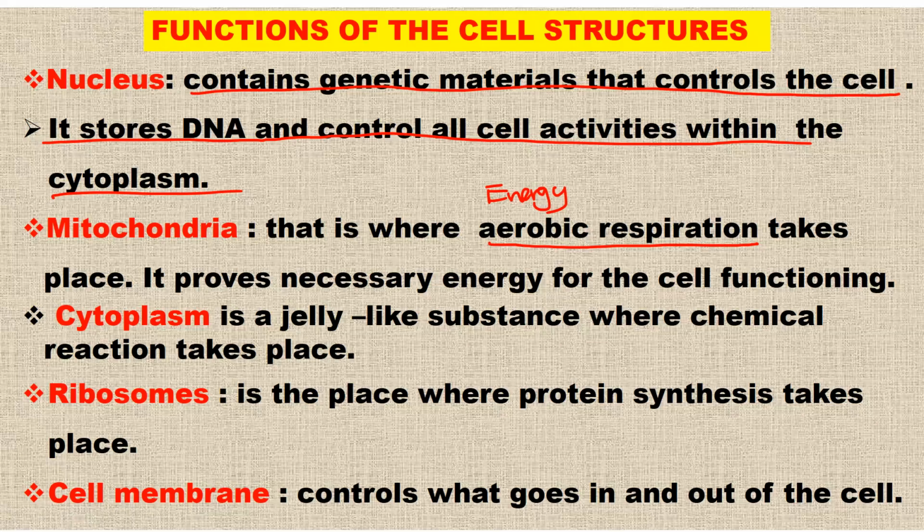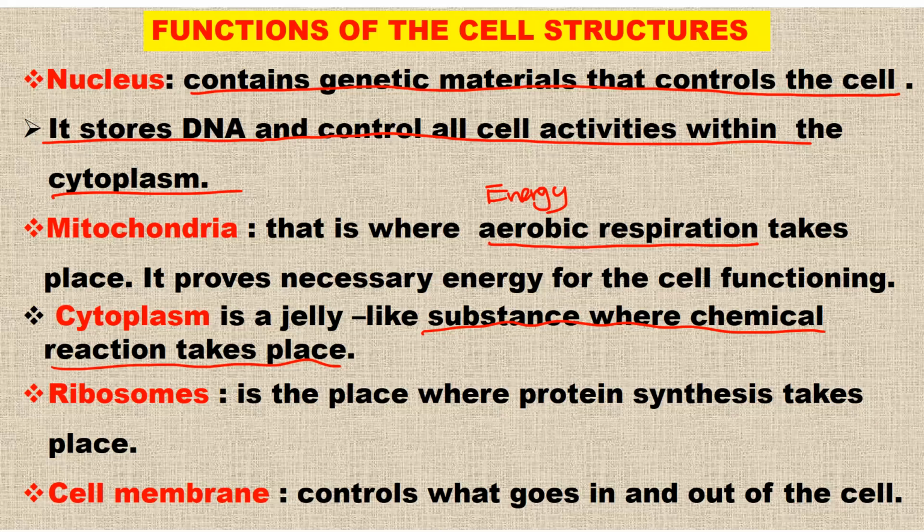What about the cytoplasm? It is a jelly-like substance where chemical reactions take place. So that is where chemical reactions take place. And this is where all other cell organelles are found. Parts of the cell such as the nucleus, such as the chloroplast, such as the mitochondrion, all of them are found in the cytoplasm. So sometimes you find the question such as where is the chloroplast found in the cell? So it is found in the cytoplasm.